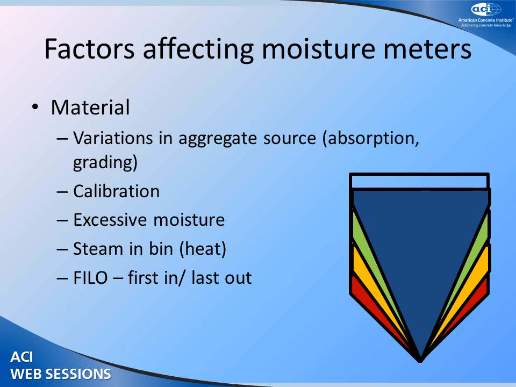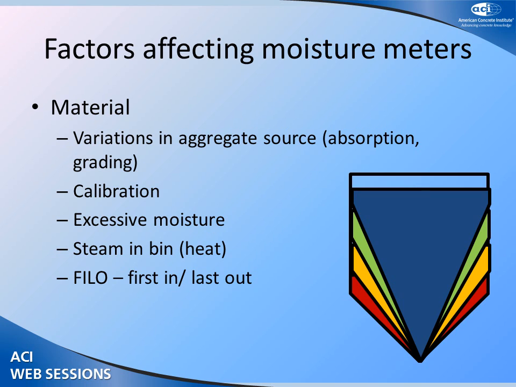So it's important to get the right calibration for each of our aggregate sources. Excessive moisture, whether it's from water dripping down from excessively wet aggregates, or steam in a bin for the northern climates, can also throw off these moisture meters. So we want to be aware of how excessive moisture, and moisture dripping down the sides of the bin on the inside, is going to affect the readings from the moisture meter.